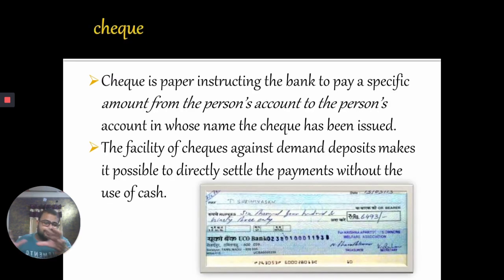So, the second point is check. Check is a paper instructing the bank to pay a specific amount from the person's account to the person's account in whose name the check has been issued. Okay, so like you can see on your screen, there is a picture, and here you can also see that. One second.